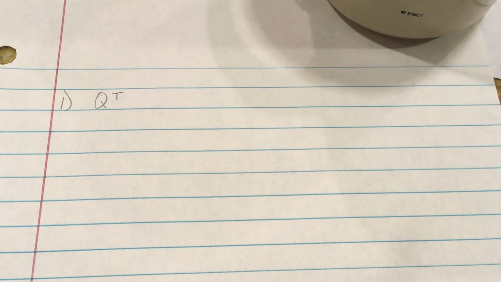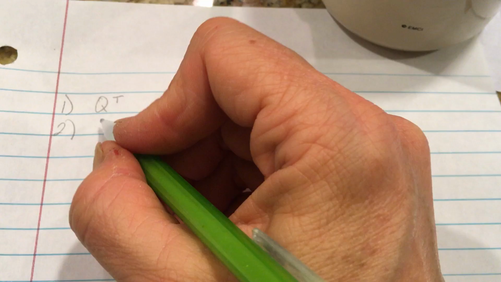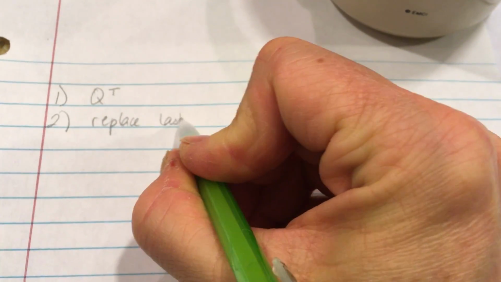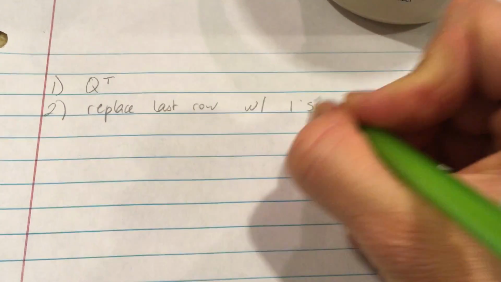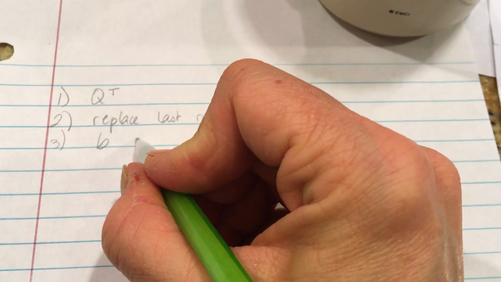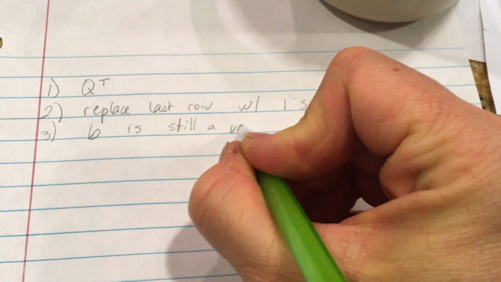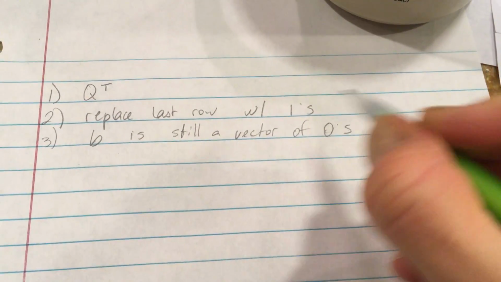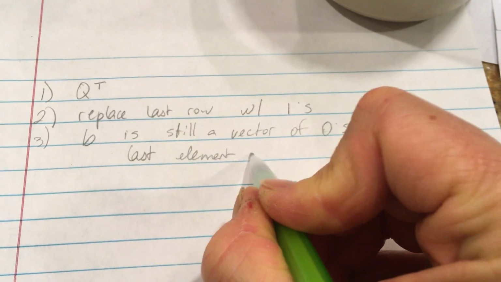Easy enough. Number 2, we're going to replace the last row with ones. And number 3, we're going to use B, which is still a vector of zeros, and the last element is a 1.